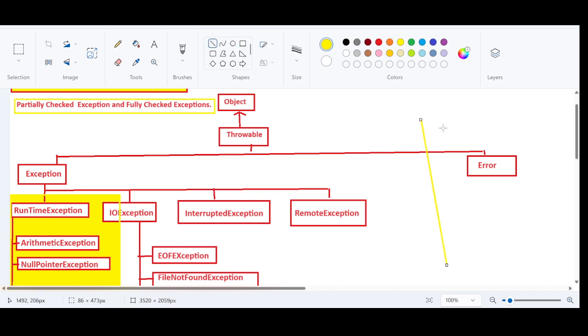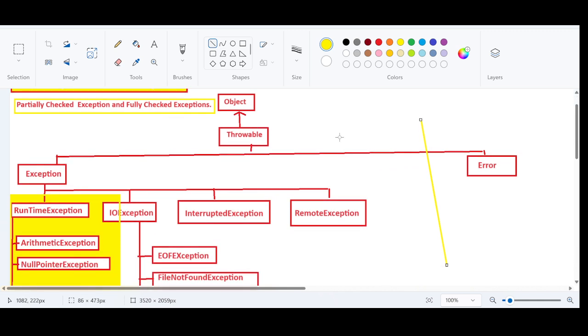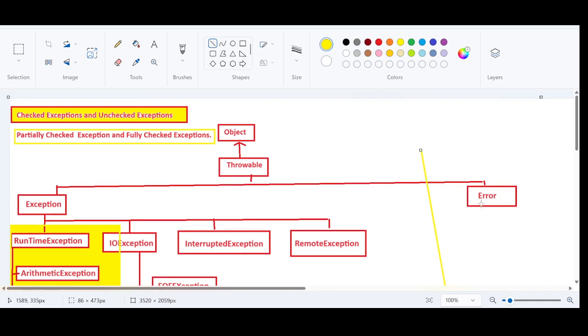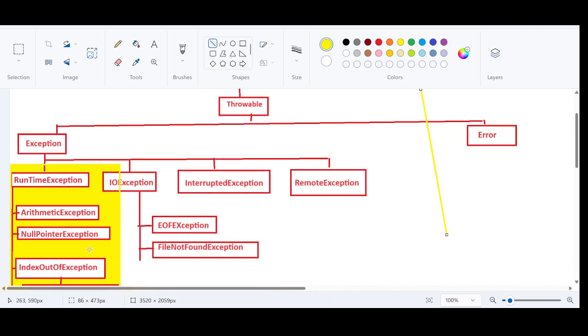Forget about this error because errors are not exceptions, right? So we do not consider this. When you talk about checked and unchecked exceptions, you will exclude this error class. This will be excluded, right? We'll talk about the exception. You talk about only the exception class, because under the exception class, the exceptions are categorized into checked and unchecked. So this is unchecked and the remaining exceptions are checked exceptions.